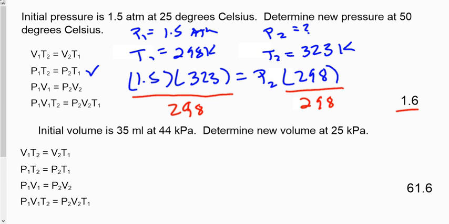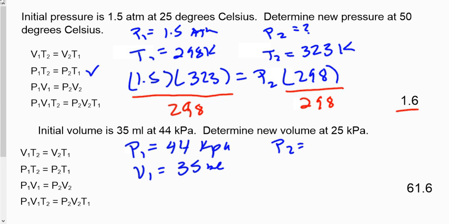Okay, assuming that you paused the video, let's take a look at the second question. Initial volume of a gas is 35 milliliters at 44 kilopascals. So pressure 1 is going to be 44, and that's kilopascals. Volume 1 is 35 milliliters. Determine new volume at 25 kilopascals. So pressure 2 equals 25 kilopascals. And we're determining volume 2, and that's our question mark.